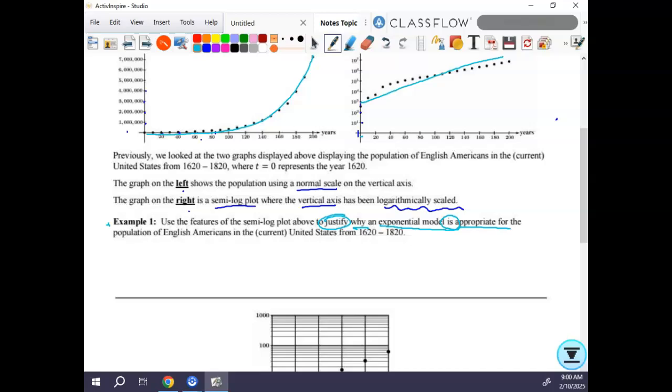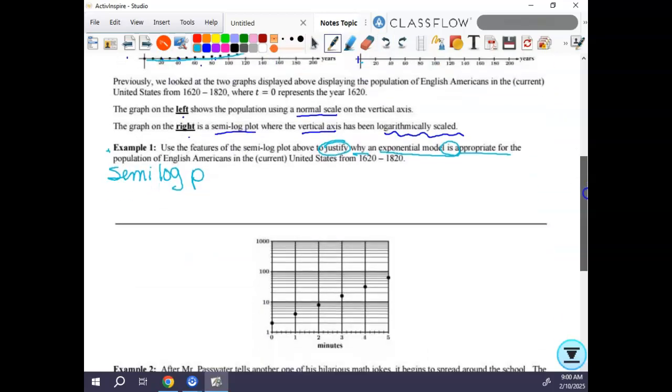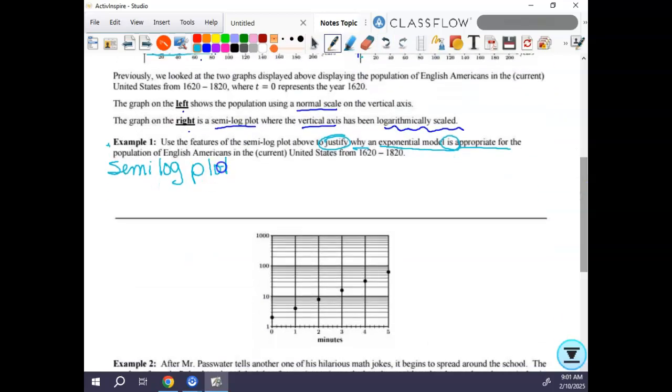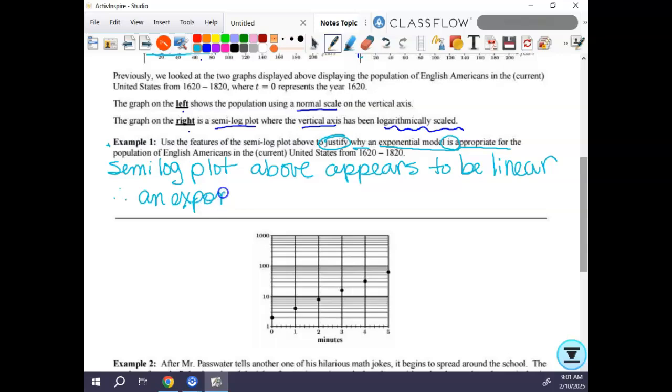So then I can say the semi-log plot above appears to be linear. So I didn't say it is linear. I said it appears to be linear, which it does, right? Therefore, an exponential model is appropriate.